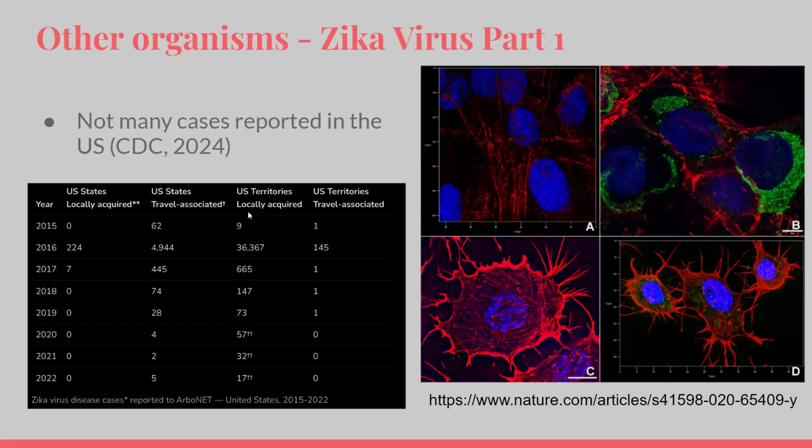Another virus is Zika virus. There have not been a lot of cases reported in the United States by the CDC. There was an outbreak in 2016 of local cases, but ever since then it has gone down, thankfully. Most other cases throughout the years are from people who have traveled to regions that have this deadly disease. Here we have 4 pictures of the Zika virus itself.